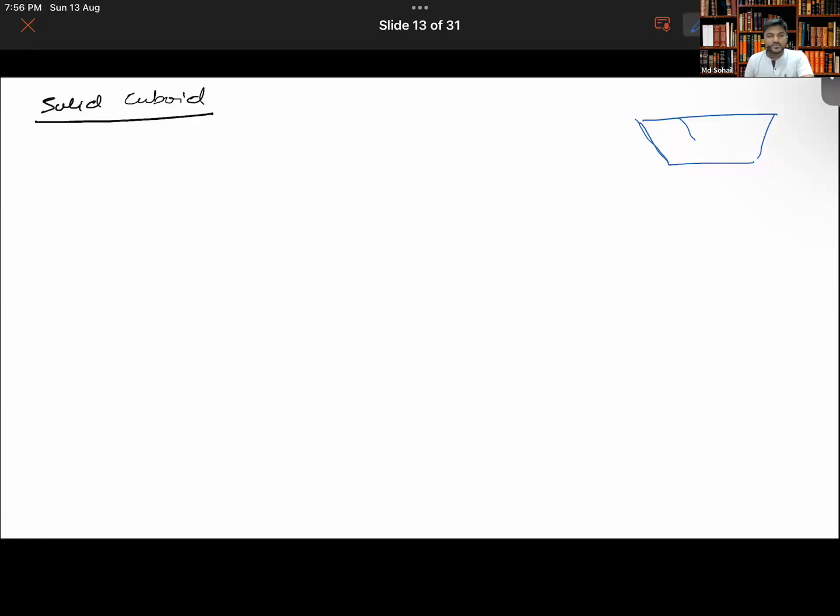What about a helmet? No, a helmet is usually of a hemisphere shape. We're talking about the solid cuboid. So in a solid cuboid, basically the figure looks like this.